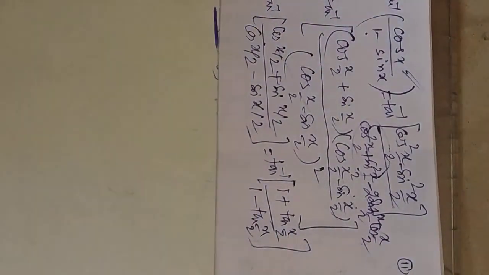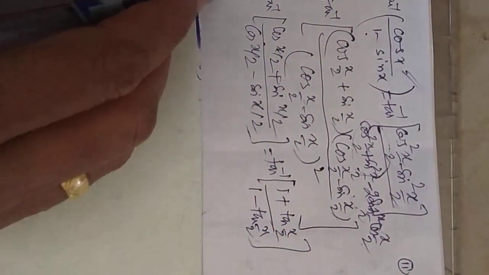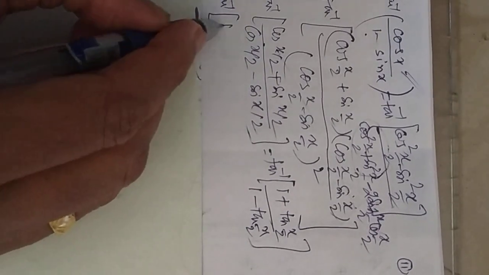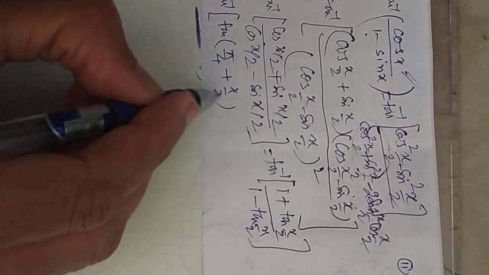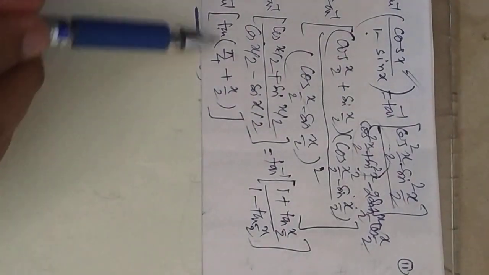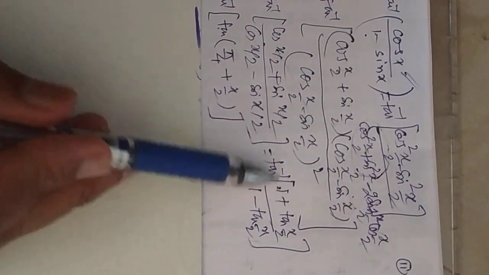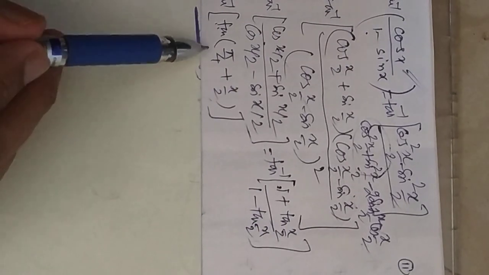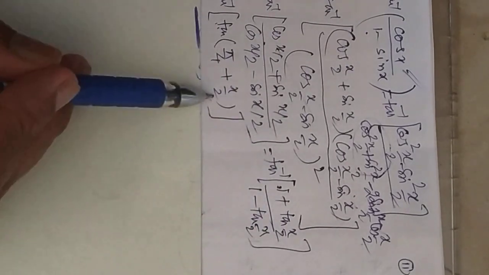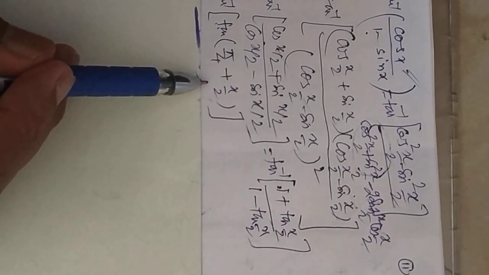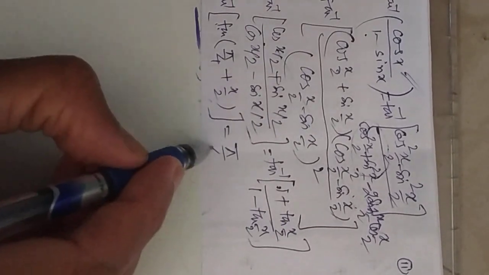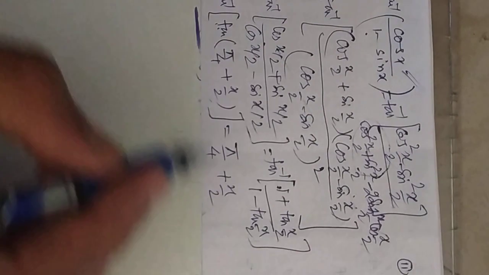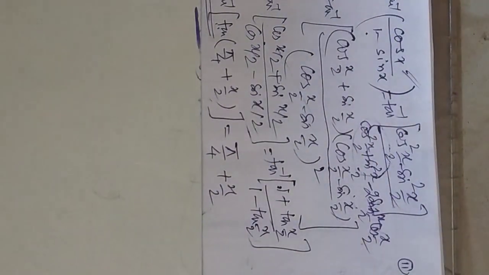Now this is a well-known formula. I am writing the formula first, then you will get the link. It is tan of (pi by 4 plus x by 2). Recall it in the reverse way: tan(a plus b) is tan a plus tan b upon 1 minus tan a tan b, with a as pi by 4 and b as x by 2. Now the further simplification is simple. You will get simply pi by 4 plus x by 2.